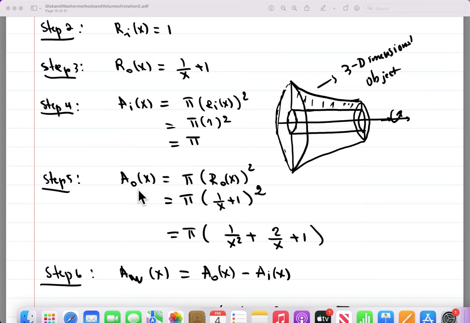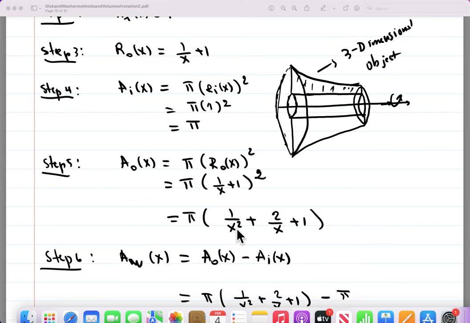The outer area is going to be pi times the outer radius squared. The outer radius is 1 over x plus 1. So this quantity will be squared. When you expand it, you get 1 over x squared plus 2 over x and then plus 1.